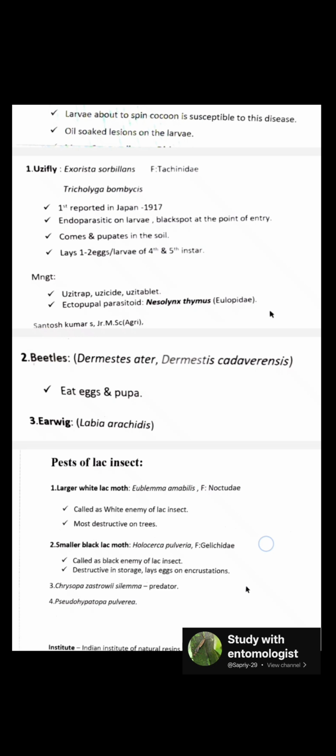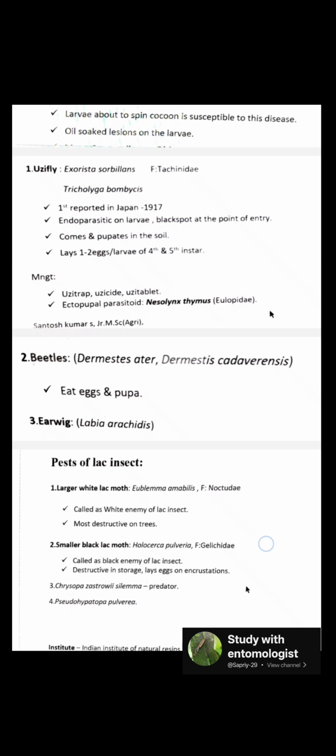Then at last, the pests of lac insects. There are two very important pests. One is the larger white lac moth, Eublemma amabilis. It belongs to the family Noctuidae, is called the white enemy of the lac insect, and is most destructive on the trees. The smaller black lac moth is Holcocera pulverea or Pseudohypatopa pulverea. Its family is Gelechiidae. It is known as the black enemy of lac insect, destructive in storage, and lays eggs in incrustations. Remember: the larger white lac moth is a major pest on trees in wild conditions, and the smaller black lac moth is a major pest of egg incrustations in storage conditions.